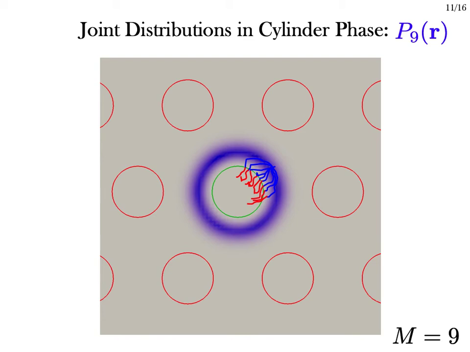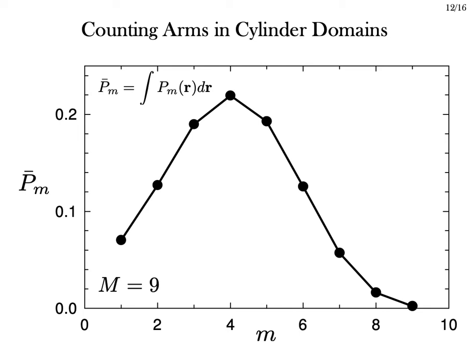Once again, our next step is to get rid of the position dependence of the joint distribution by integrating over R. This will give us the marginal distribution. This marginal distribution gives us the probability of choosing an arm attached to a molecule with little m arms attached to the first cell.